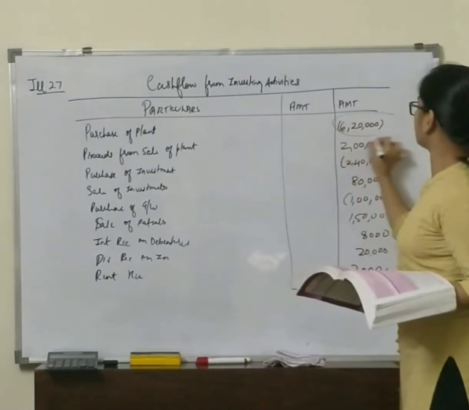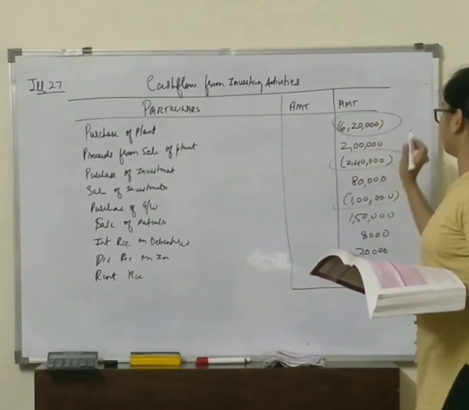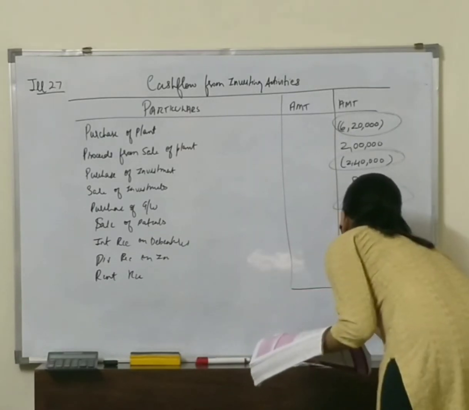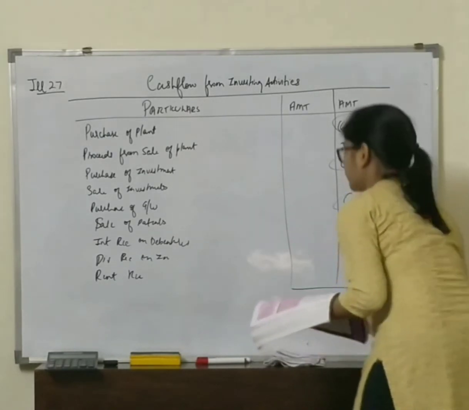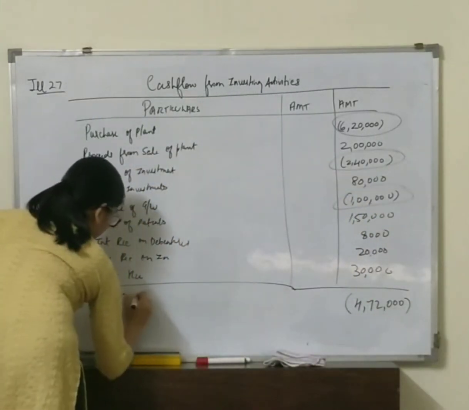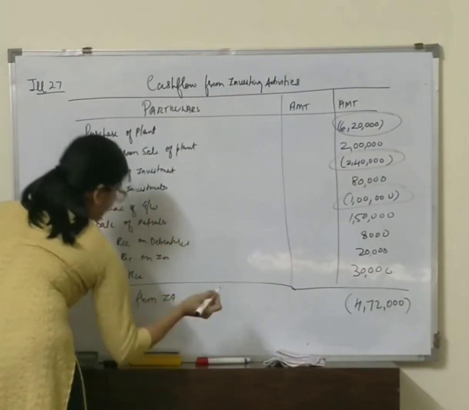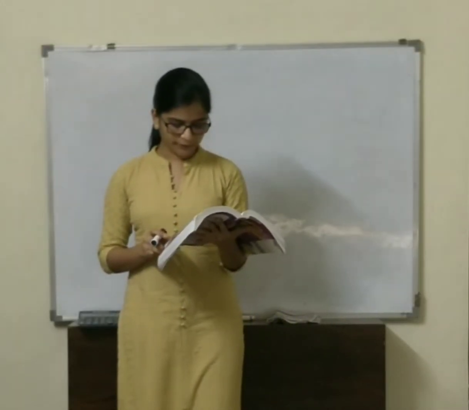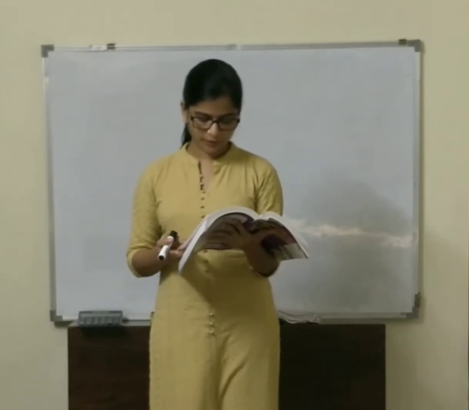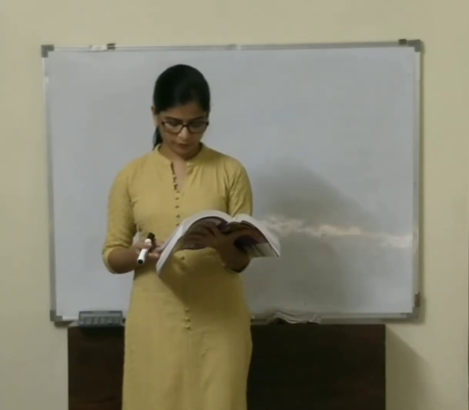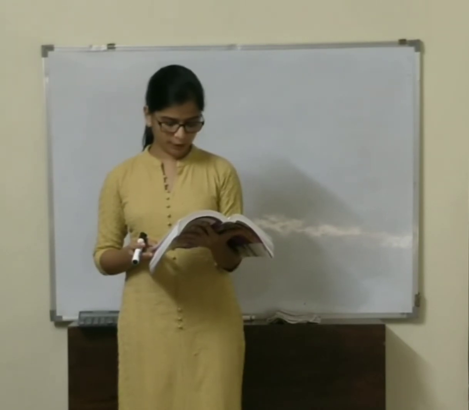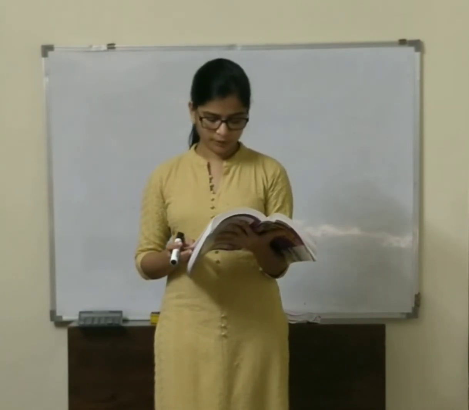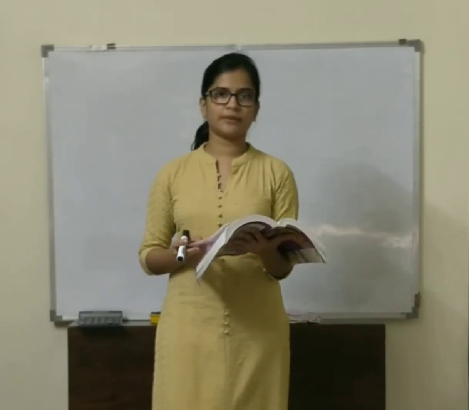All these bracket figures will be deducted and the remaining will be added. The total we get for net cash used in investing activities is minus 4,72,000. Cash flow from investing activities. Next line, take down the note. Interest paid rupees 15,000 and dividend paid rupees 25,000 will not be recorded in cash flow from investing activities. Full stop. They will be recorded in cash flow from financing activities.